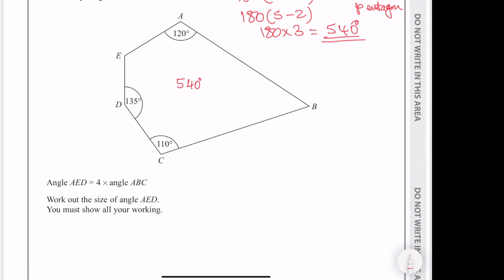You only do this if you don't remember the total of the interior angles inside the pentagon. If we know it, just write 540. And the question says find the size of the angle AED. So where is AED? AED is this one.